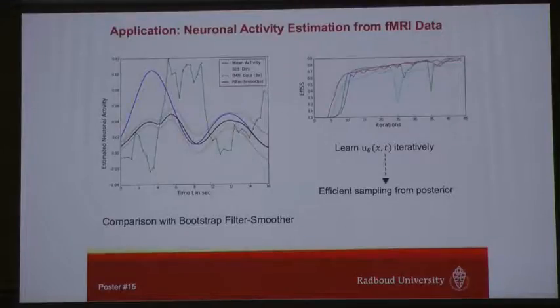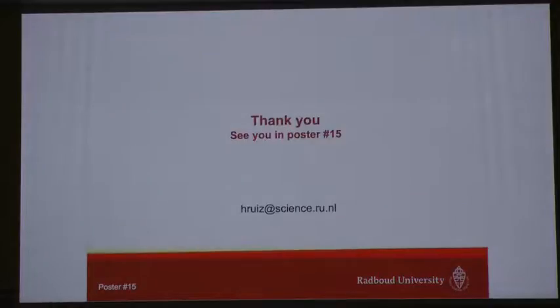We exemplify this with fMRI data, and our aim was to infer the neuronal activity given the fMRI time series of the motor cortex. And on the left, we compare it with the bootstrap filter smoother, and on the right, we show that the sampling efficiency increases several orders of magnitude. Yeah, so for more details, my poster is over there, so thank you very much.